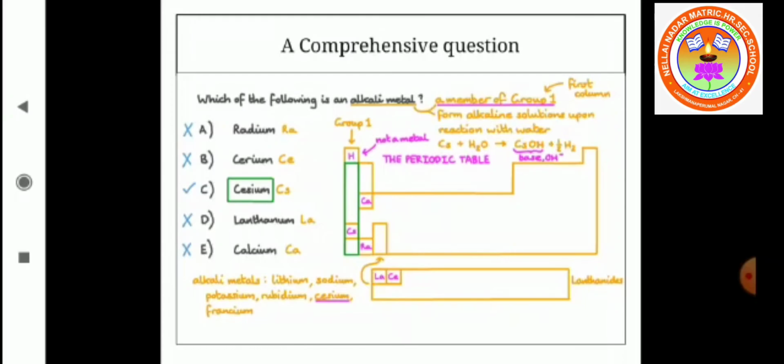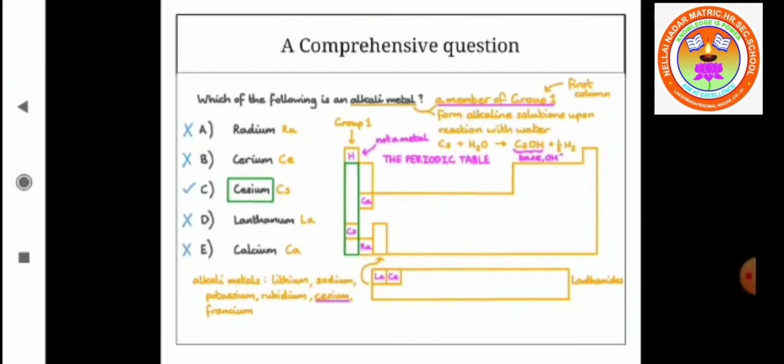Okay. Now, radium belongs to the second group, alkaline earth metals. Cerium belongs to lanthanides, inner transition elements. Cesium belongs to the first group. Lanthanum belongs to inner transition elements, lanthanides. Calcium, alkaline earth metals. Okay, children. So the answer for this question is cesium.